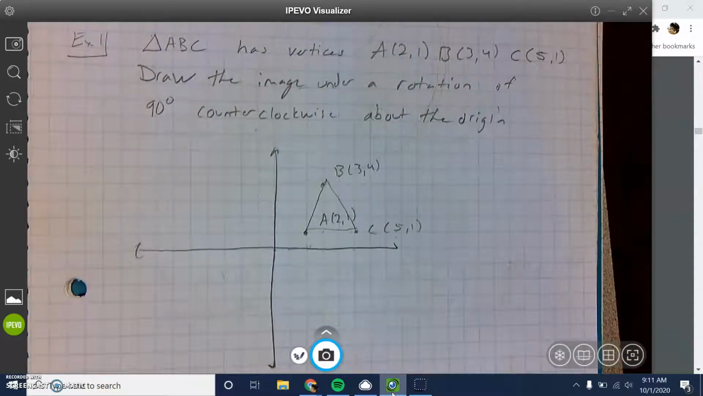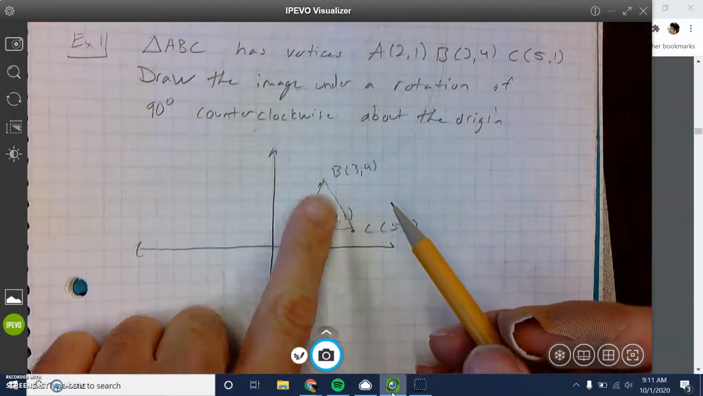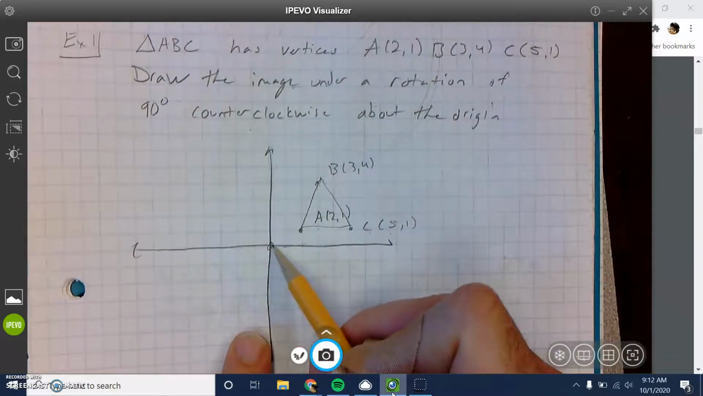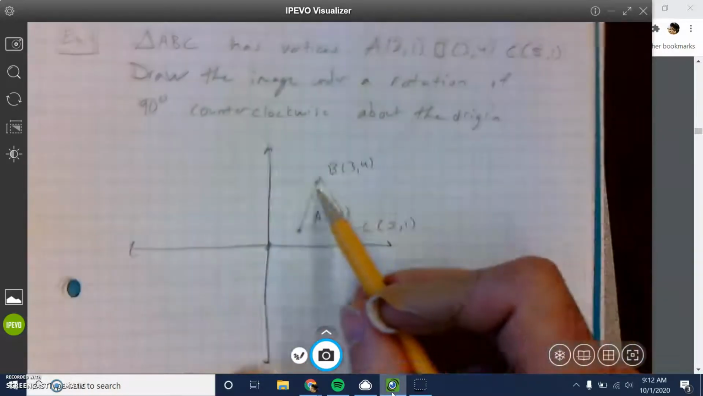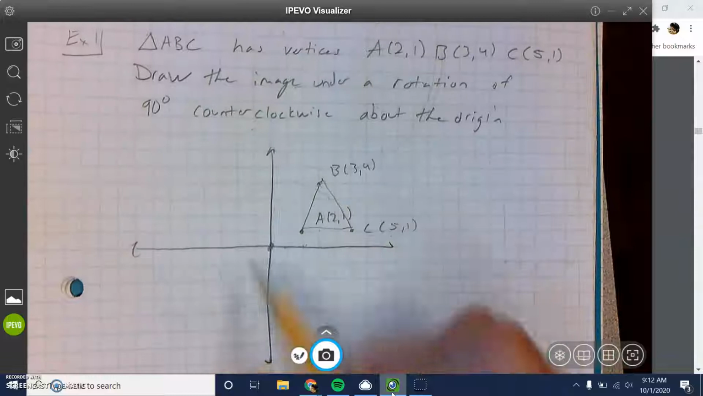What are we going to do? Well, we're going to rotate this around the origin. The origin is right there at (0, 0). So not only are you going to rotate the shape, but you're also going to rotate its position.